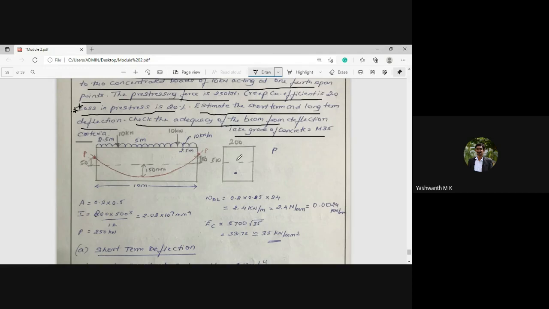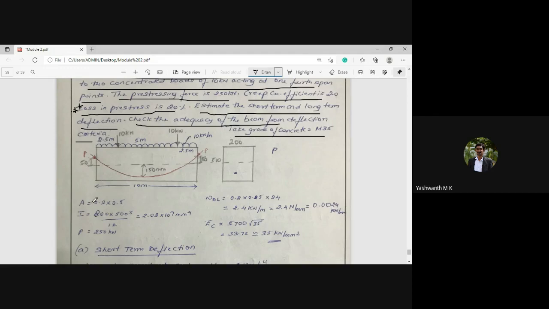Next, this will be the cross section, that is 200 multiplied by 500. It is pre-stressed by a pre-stressing force of 250 kilonewton. So these things have been drawn. Let me go ahead with calculating the data or initial parameters.